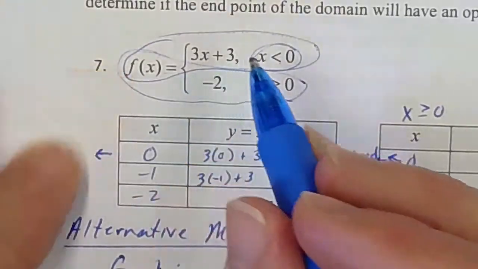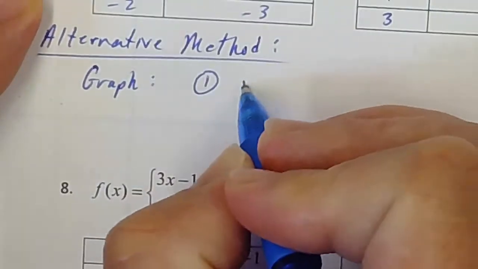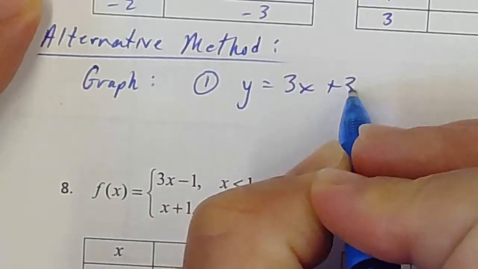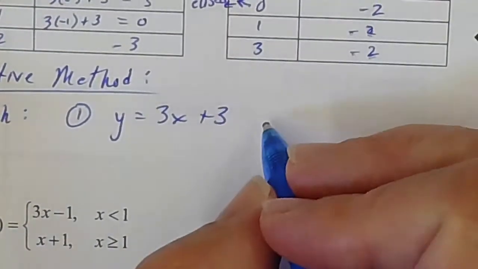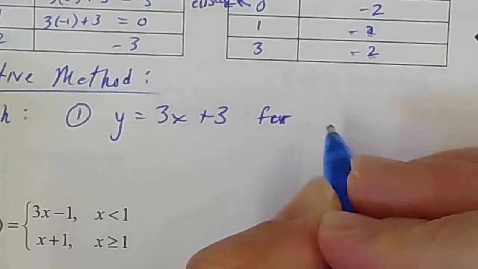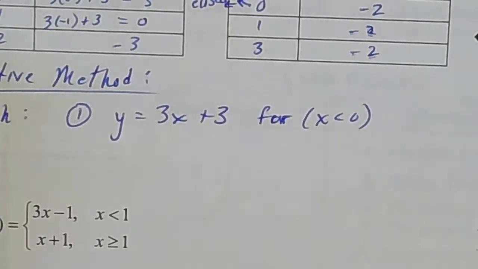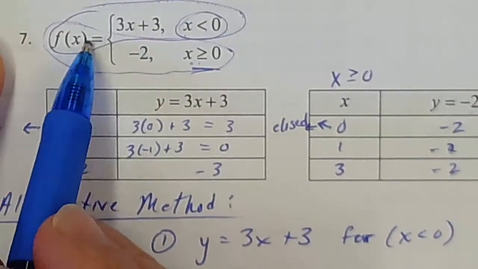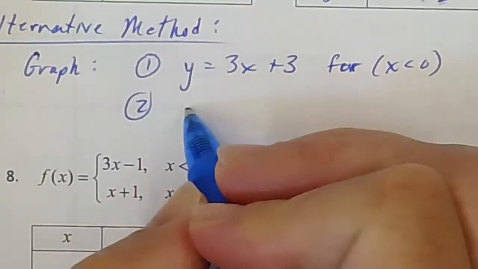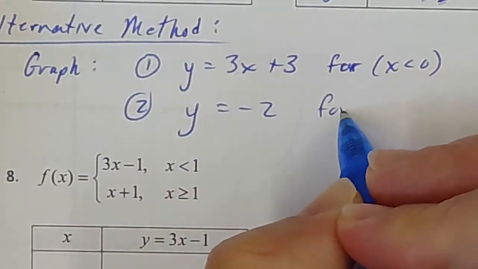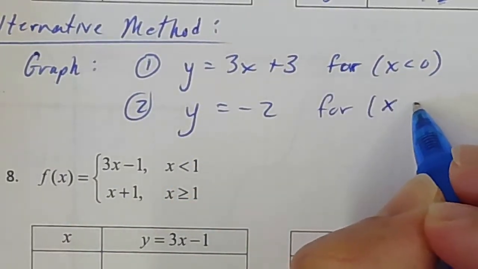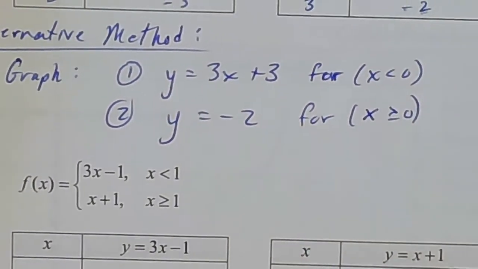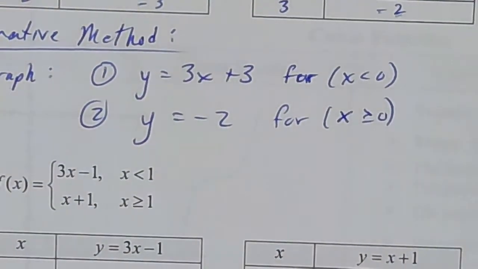So I'm just going to call this step 1, y equals 3x plus 3. And then you just have to keep in mind that you only do this for x less than 0. So what do I mean by that? Well, let me just write the second line too. And then if we look at the second line, y equals negative 2. And we just have to keep in mind this one exists only when x is greater than or equal to 0. Okay, jot that down. Then let's go ahead and take a look at the graph and piece it together.